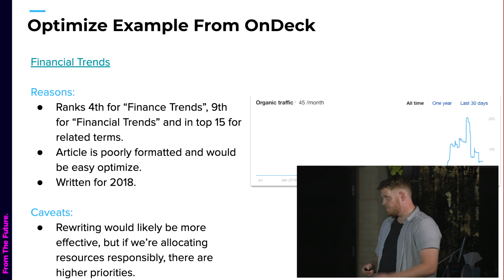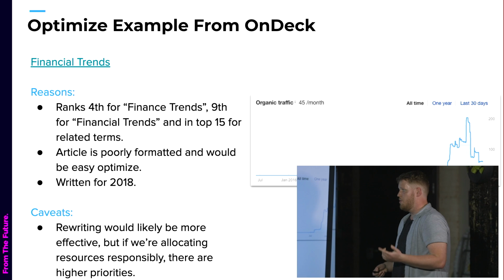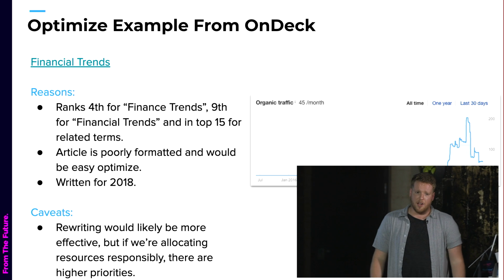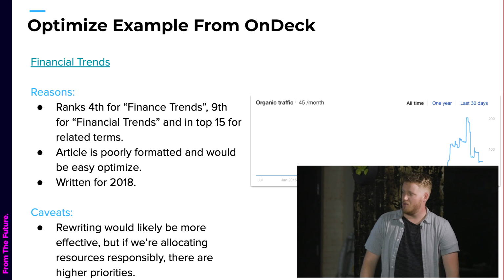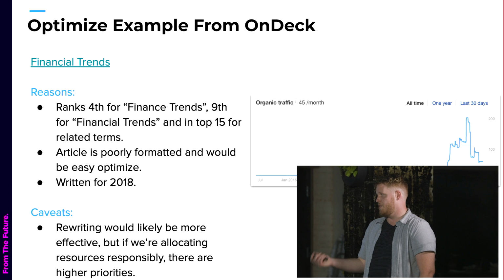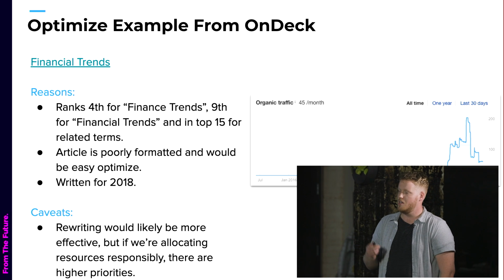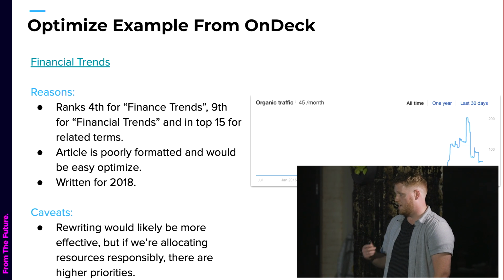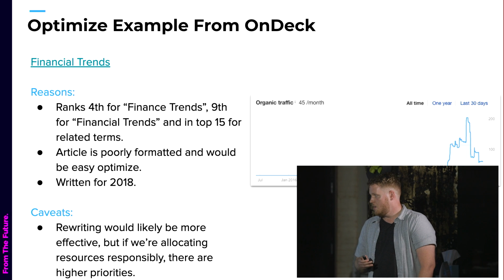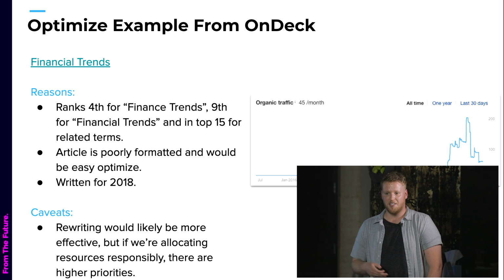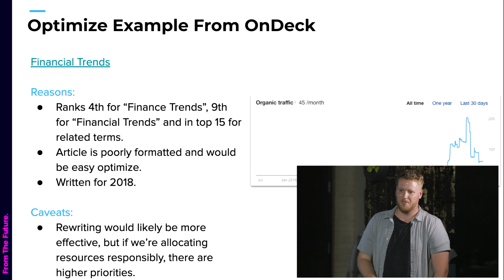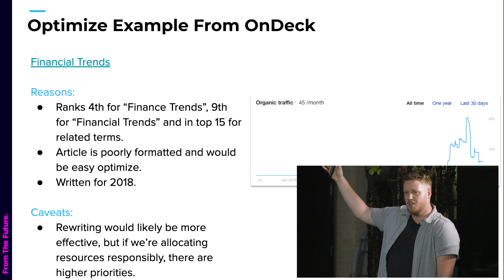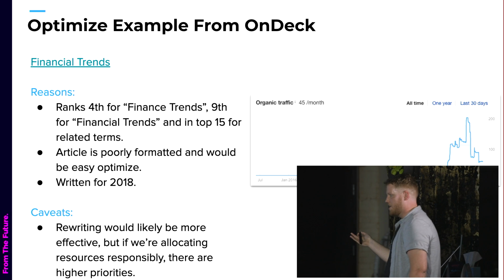For the optimize example, they had a post on 3 financial trends to watch in 2018. It ranks 4th for financial trends, 4th for finance trends, 9th for financial trends, and in the top 15 for a bunch of related terms. It's poorly formatted. It's obvious when you look at it. It's just like a big wall of text, and it's also written for 2018.